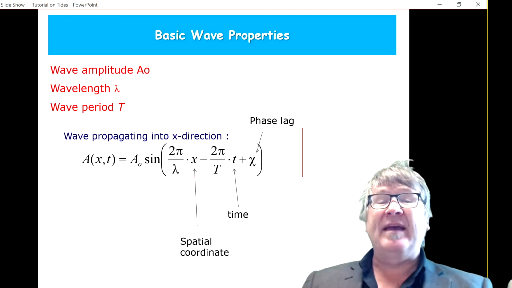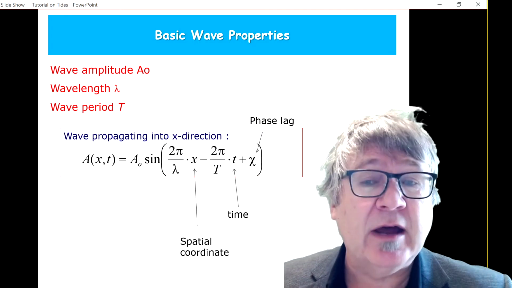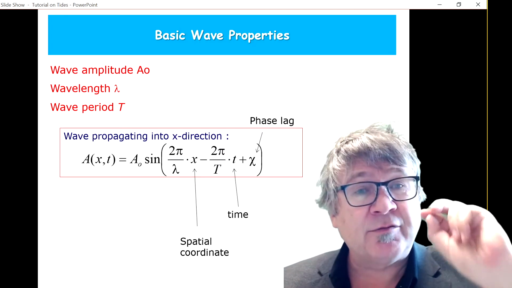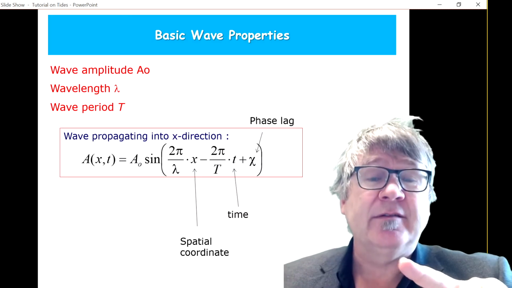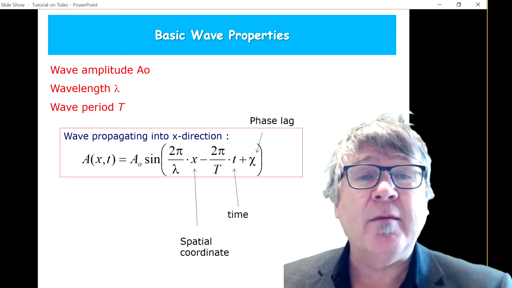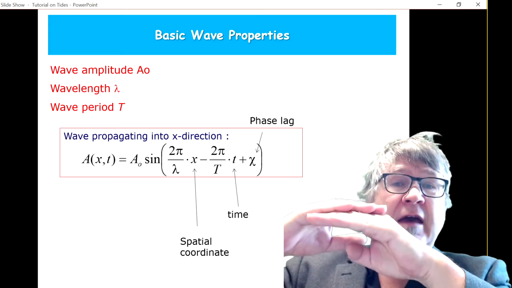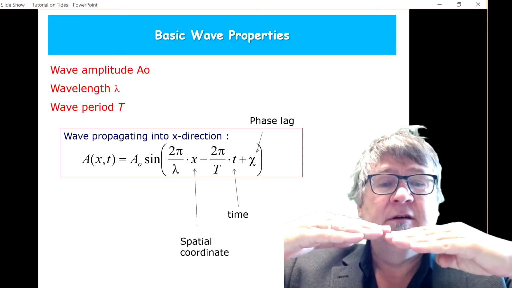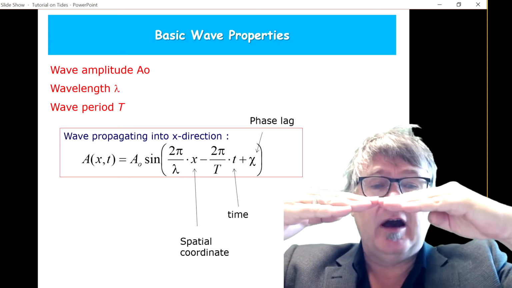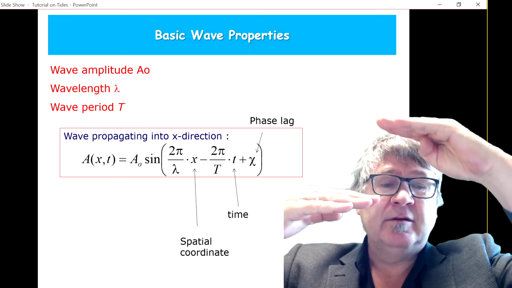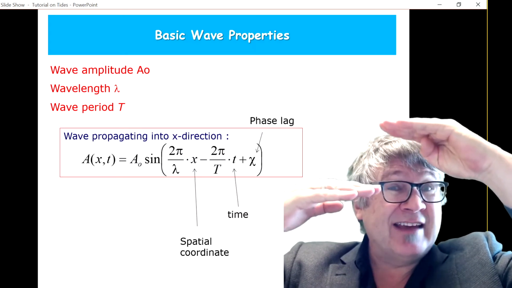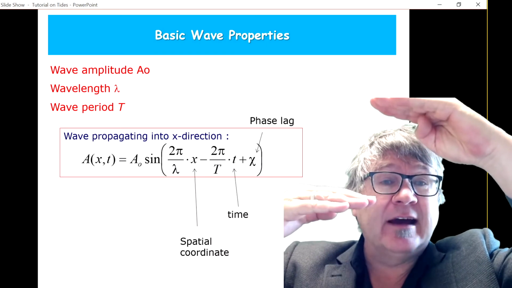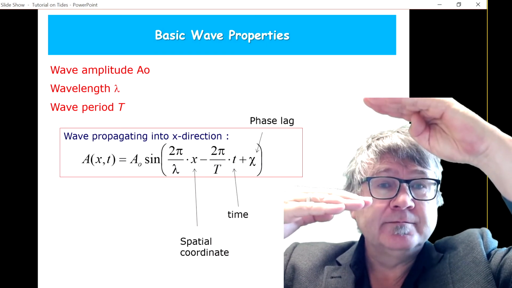So now what are the basic wave properties? How can you describe a wave? You essentially only need three properties. You need to know the wave amplitude. If you have an undisturbed surface, then the wave amplitude tells you how much the sea level goes up, the maximum. For tides, we call it the high tide or high water.